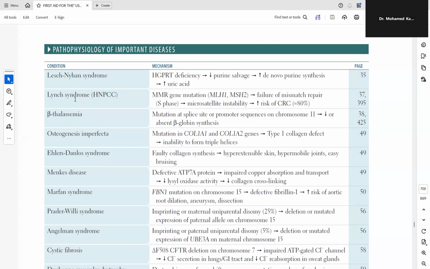Lynch syndrome, which is an MMR gene mutation, mainly MLH1 and MSH2, causes failure of mismatch repair. This leads to microsatellite instability, which will increase the risk of cancer.